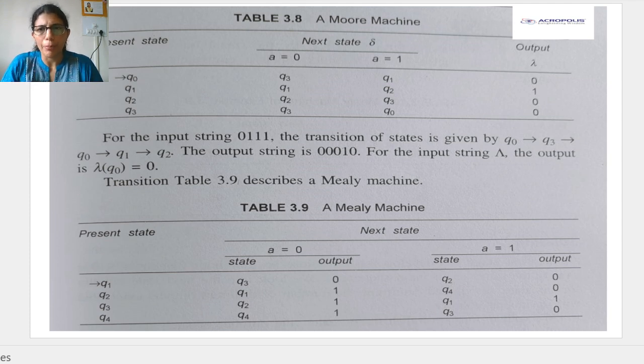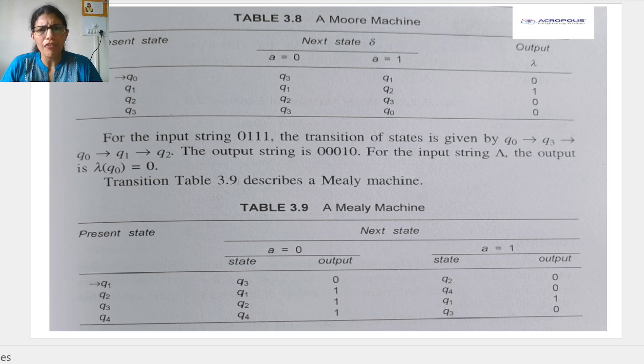Now come to our topic, Moore machine. In table 3.8 we have 4 states: Q0, Q1, Q2 and Q3. Q0 is the initial state and the transition function is there, and the input alphabet are 0 and 1. When the input is 0, Q0 will move to Q3. When the input alphabet is 1, Q0 will move to Q1, and the output alphabet is 0.